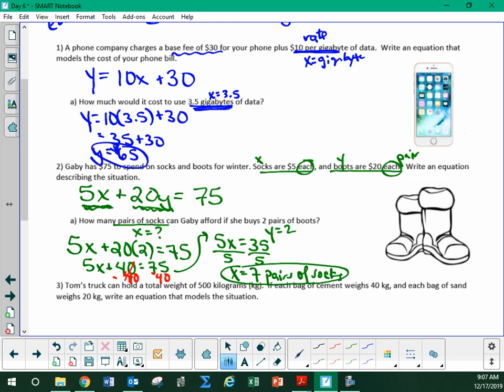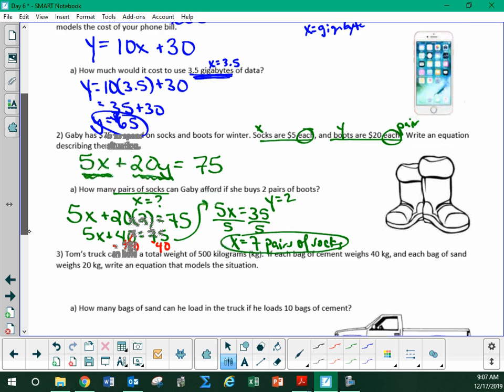Alright. That's pretty good, you need more socks than boots. That's 1 pair of socks for each day of the week. Alright, questions on number 2?